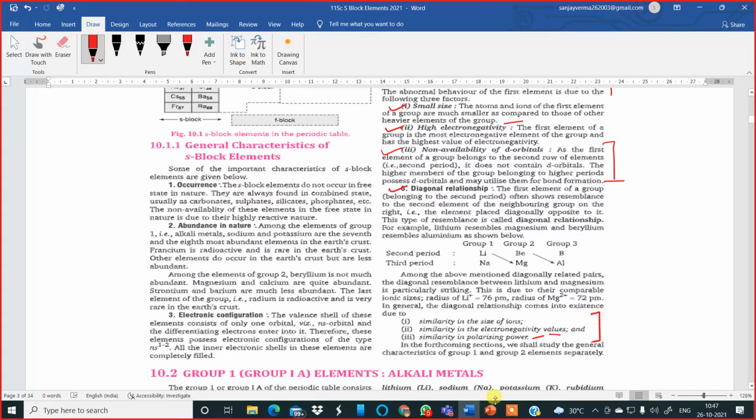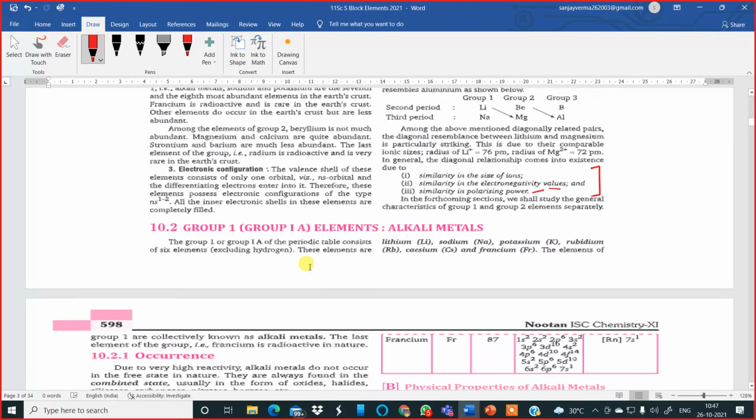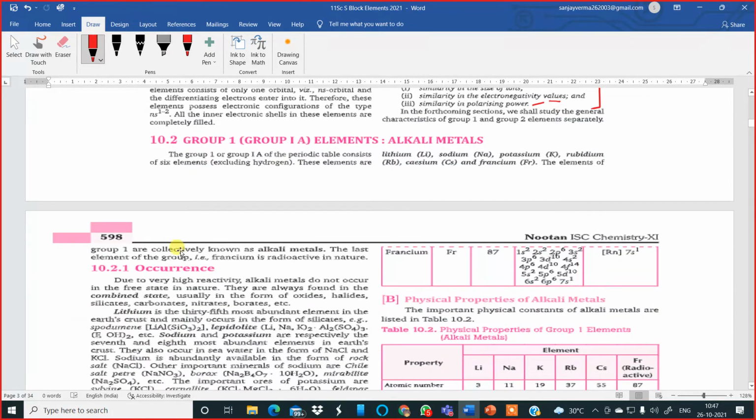Group 1 alkali metals. Under alkali metals, group 1 or group 1A of the periodic table consists of elements excluding hydrogen. These elements are lithium, sodium, potassium, rubidium, cesium, and francium. The elements of group 1 are collectively known as alkali metals. You should know the reason why they are known as alkali metals: because if you dissolve these elements in water, they produce strong alkali solutions.